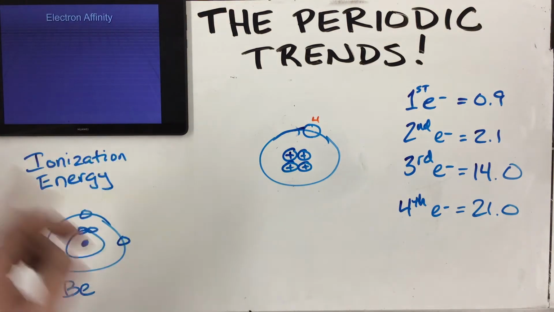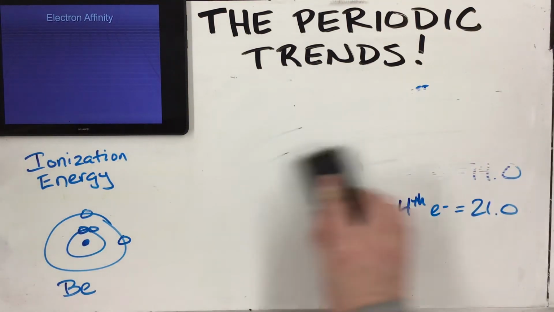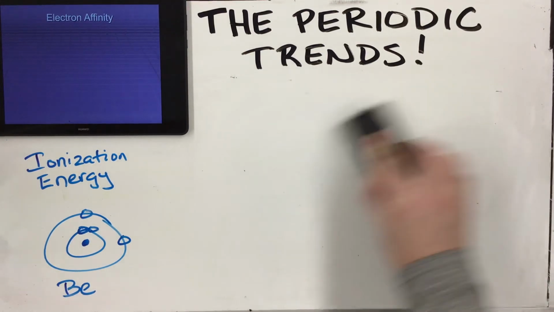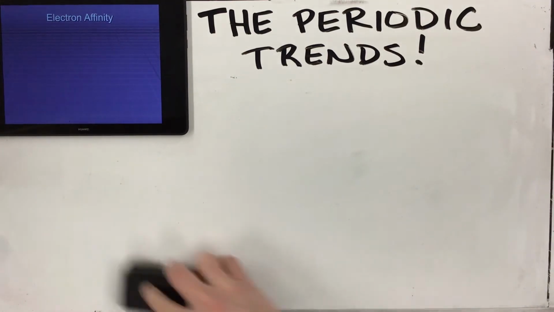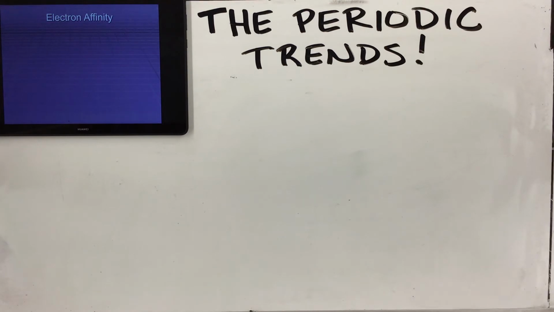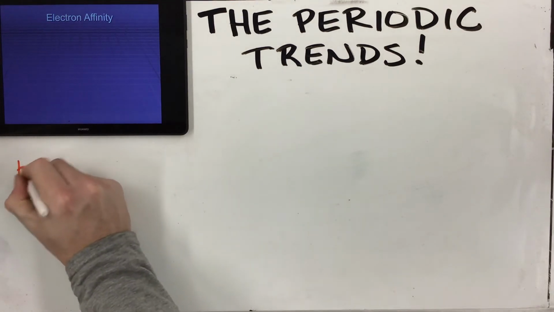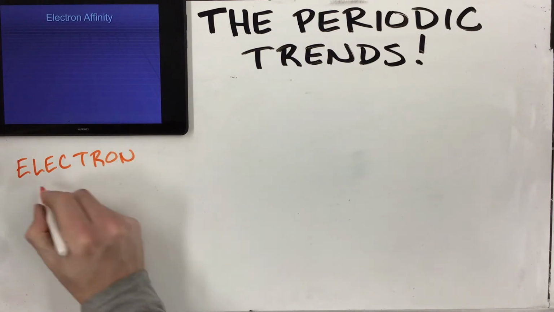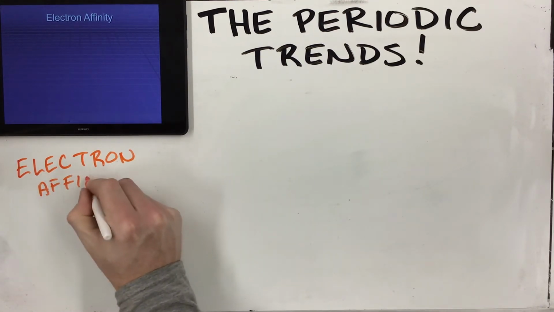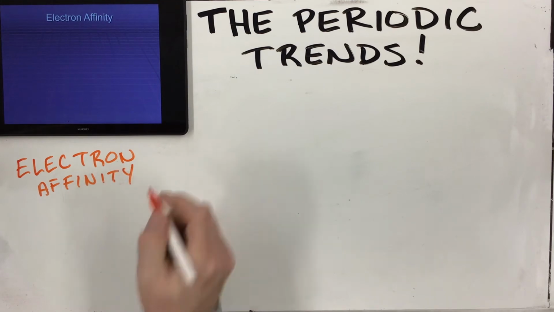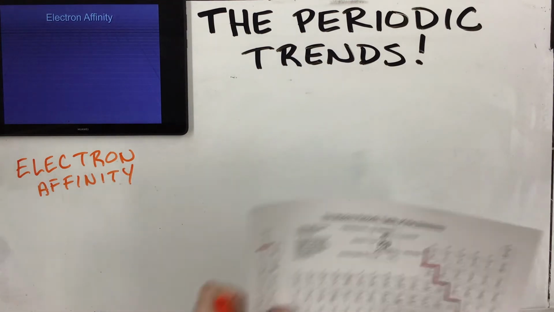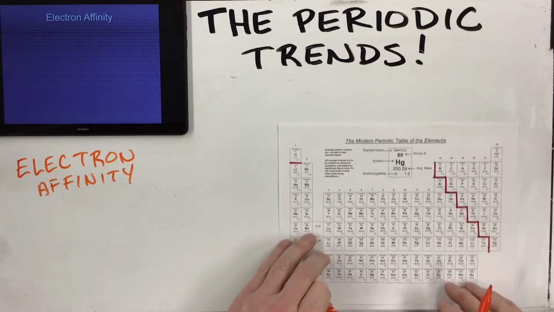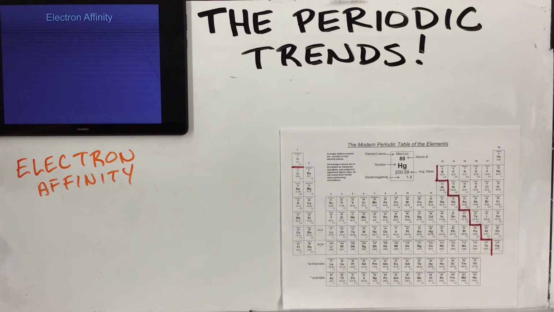Now, electron affinity is our next one. So, electron affinity. Now this one's kind of tricky. The reason for it is the other ones tend to be, for the most part, pretty nice and neat the whole way across. Electron affinity, not as nice and neat, right? It doesn't quite follow the pattern the same way the other ones do.